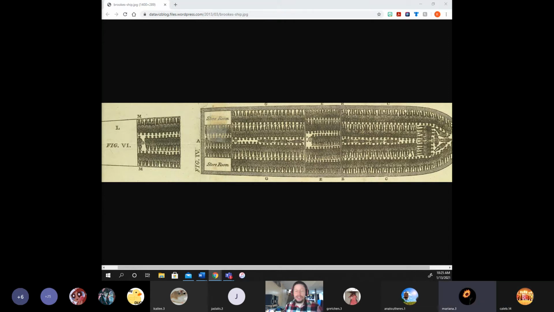If they look like they're kind of squished together, how comfortable do you think that might be? Not comfortable at all. Very uncomfortable. Absolutely, very uncomfortable. Exactly.